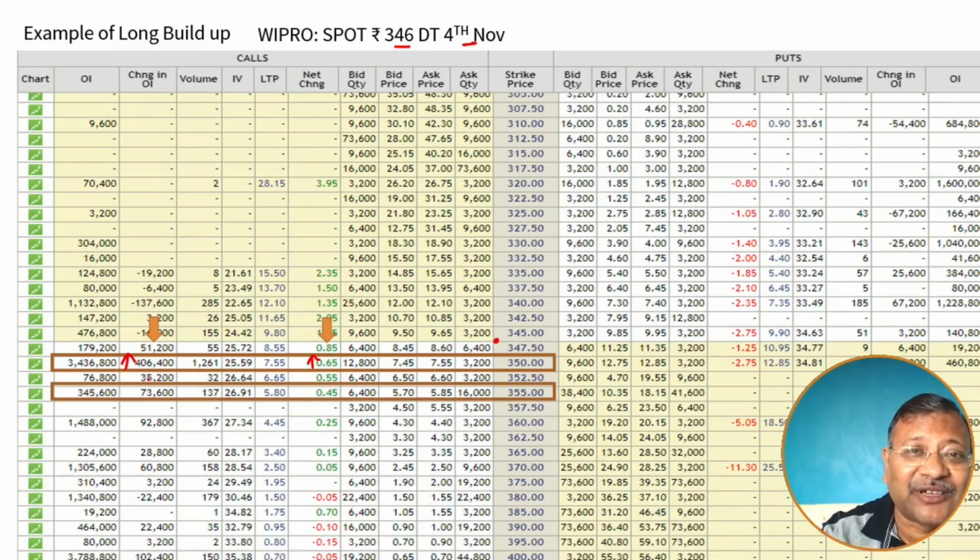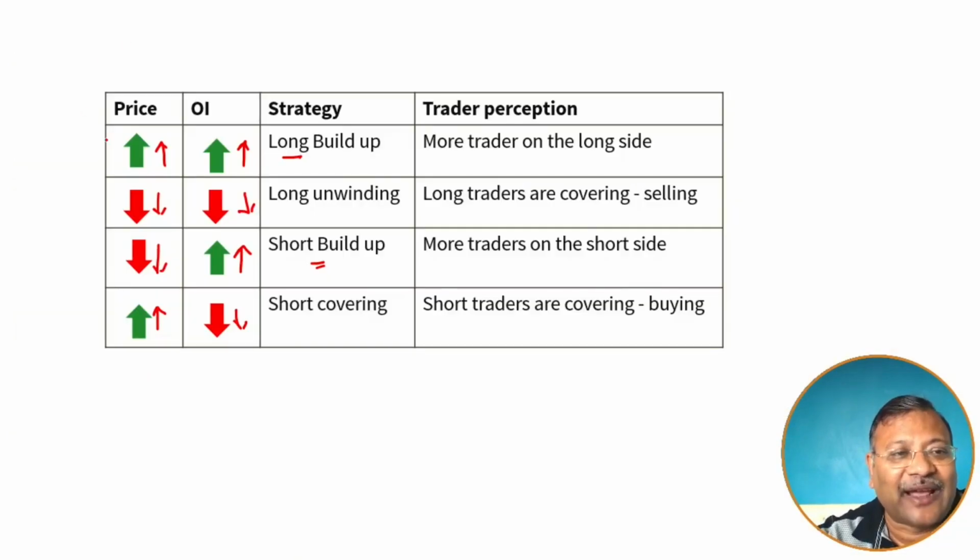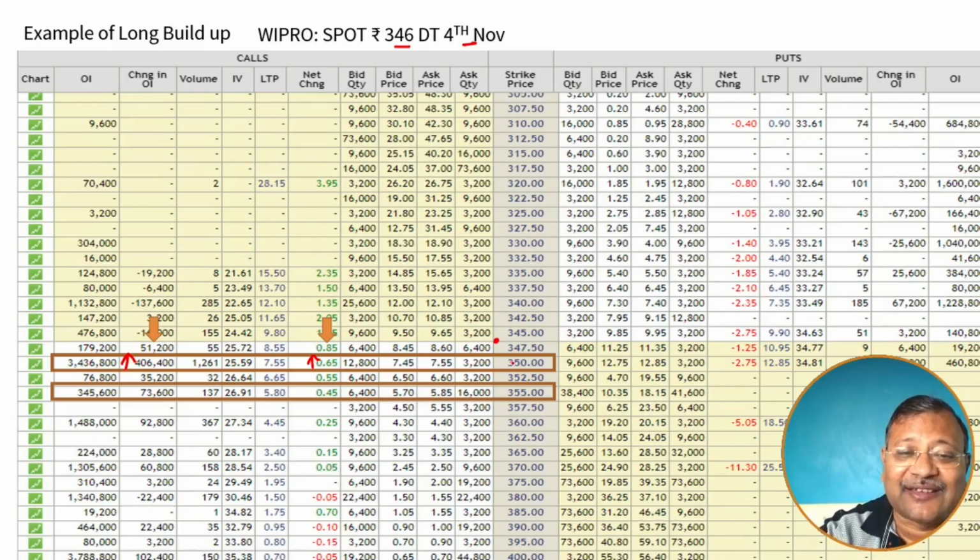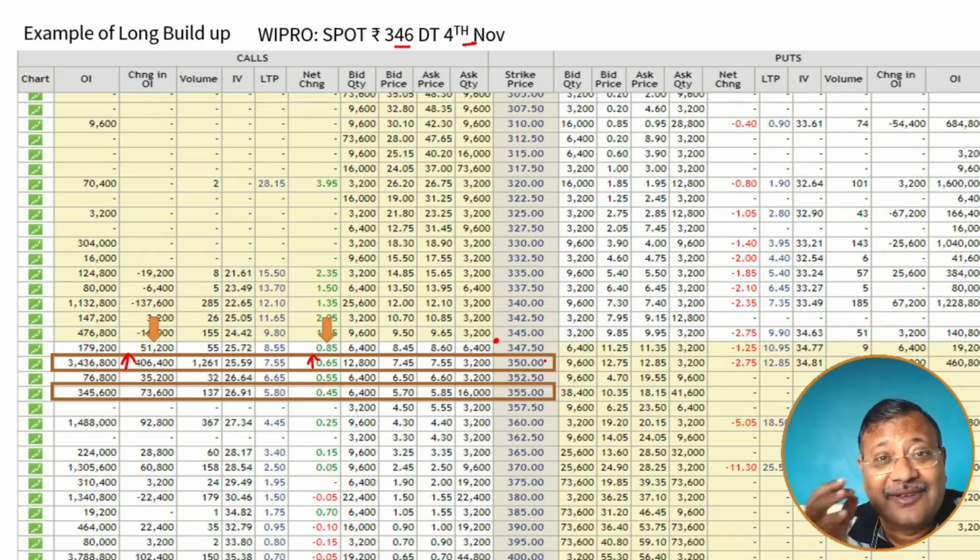Open interest is positive. What does this tell you? This tells you that there is a long build up happening, because understand, price going up, open interest going up, this is a long build up. This indicates that there is a long build up happening at 350. That means there are a lot of buyers who are coming in at 350. Now, this would tell us that this so-called resistance level might just break.